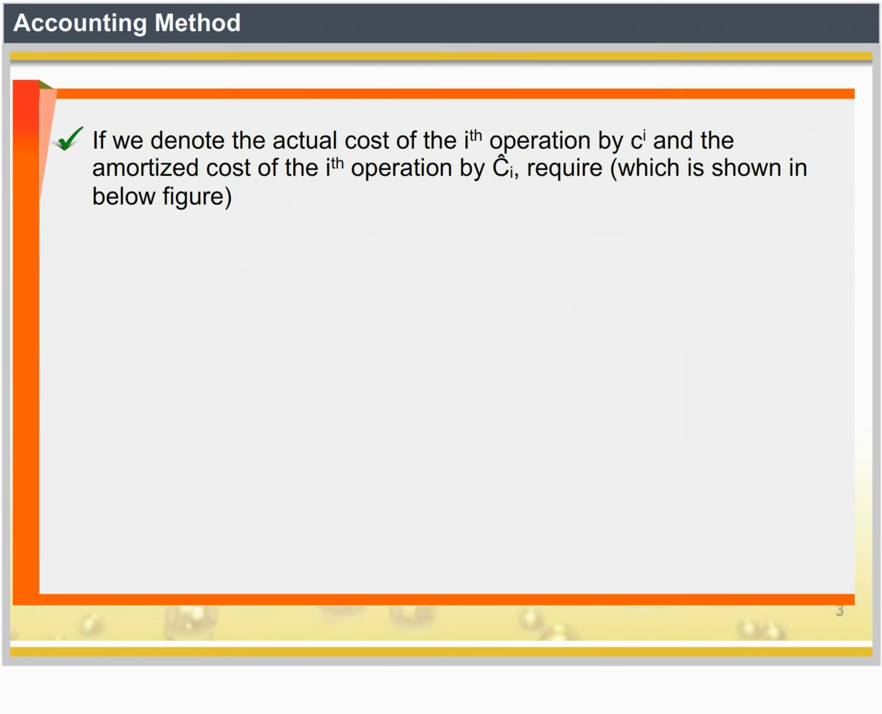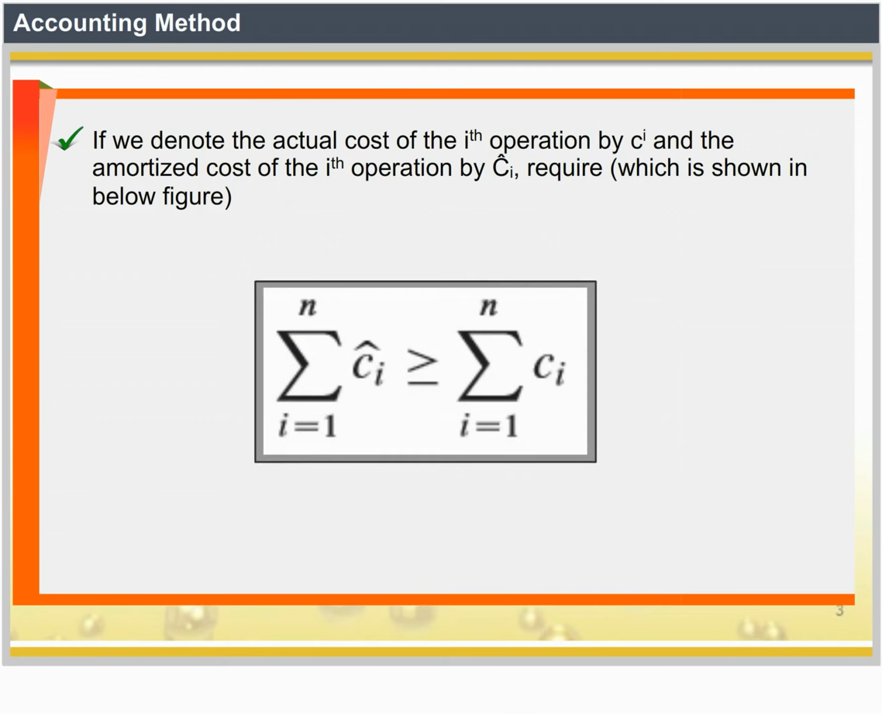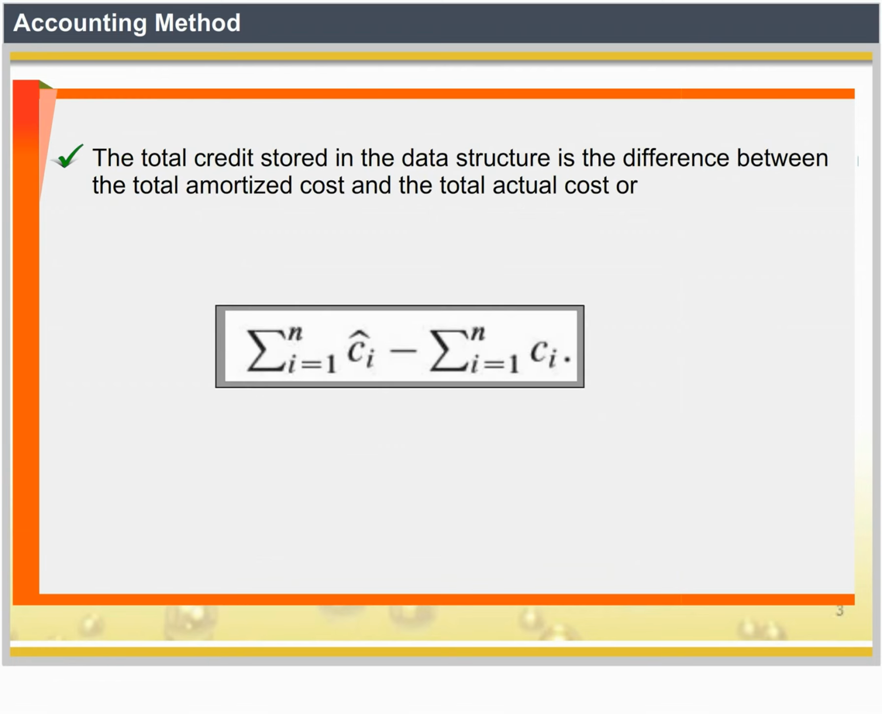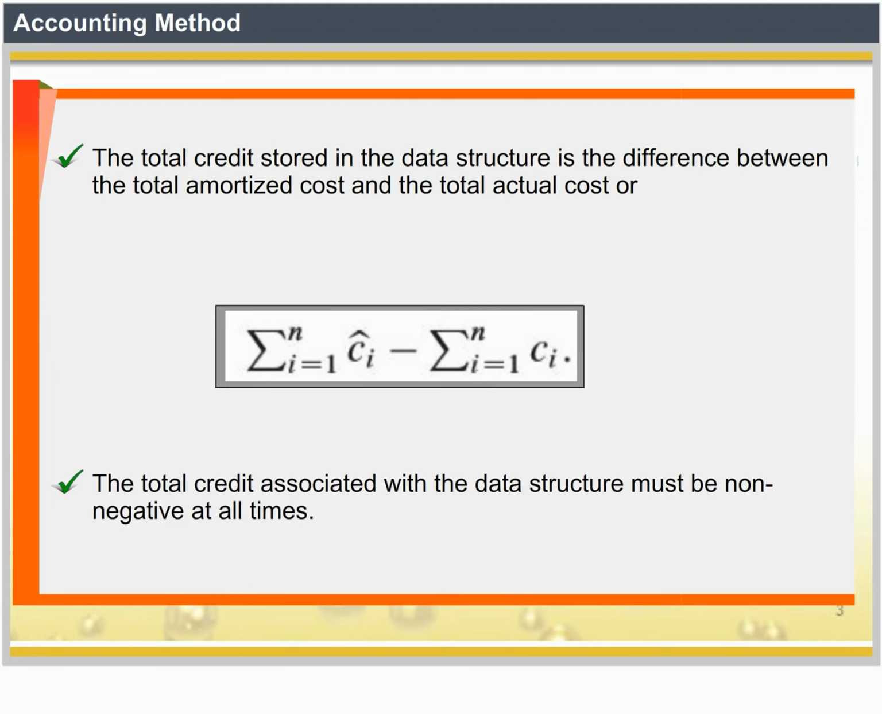If we denote the actual cost of the ith operation by c_i and the amortized cost of the ith operation by ĉ_i, we require the summation from i equals 1 to n of ĉ_i to be greater than or equal to the summation from i equals 1 to n of c_i for all sequences of n operations. The total credit stored in the data structure is the difference between the total amortized cost and the total actual cost, or the summation of ĉ_i minus the summation of c_i. The total credit associated with the data structure must be non-negative at all times.